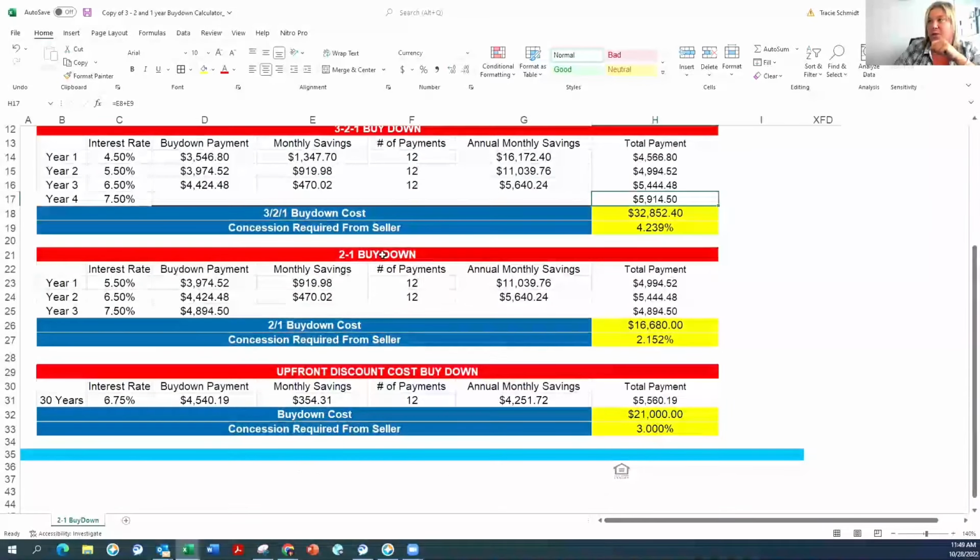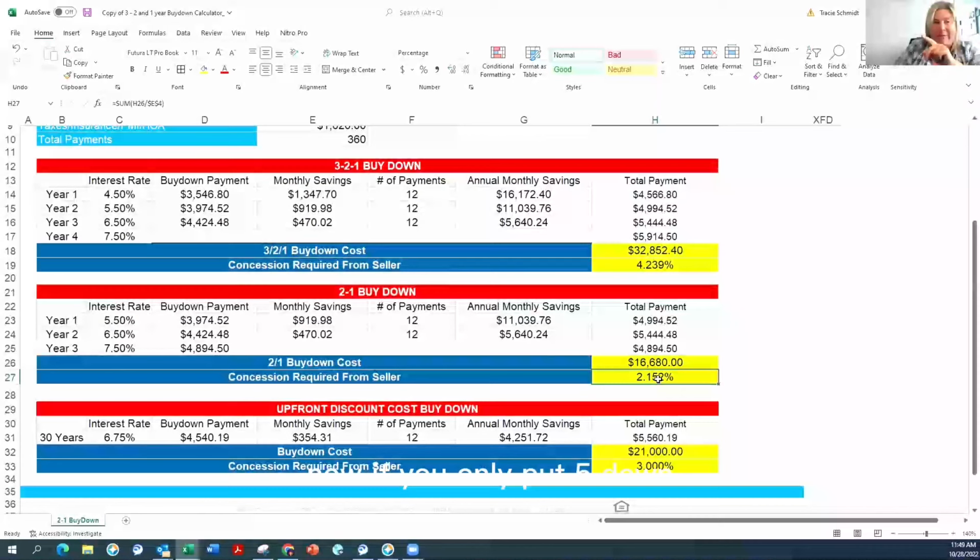You could see here, there's the 2-1 buy down. The only thing different about this is it does not have year three factored in. It only has the lower interest rate for 2 years. And then you could see here that the seller concession needed would only be 2.152%. So let's just look really quickly in a second. Now, if you only put 5% down, right, you can have up to a 3% seller credit. So this example will work. So I'll show you those numbers in just a second and how we can work that up.